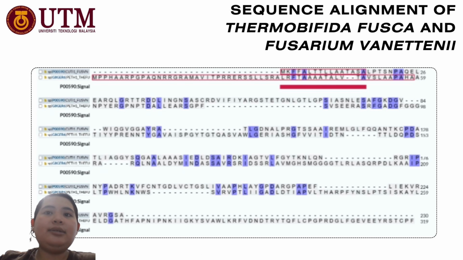Here, I have displayed this sequence alignment between Thermobifida fusca and Fusarium vanettenii, which I obtained from the pairwise alignment tool provided by the Protein Data Bank. This alignment helped us to understand the similarities and differences at the sequence level between the two species.